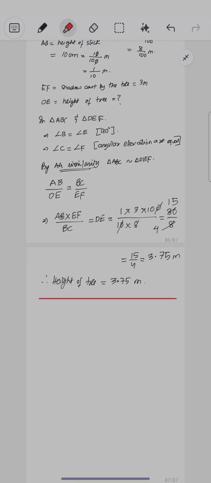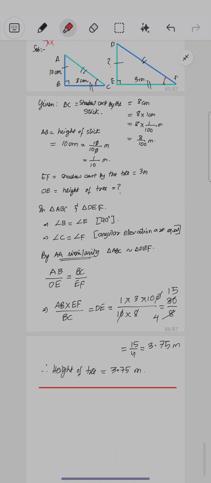Similarity, chapter 7, triangles. If two triangles are similar, then their corresponding sides are in the same ratio.